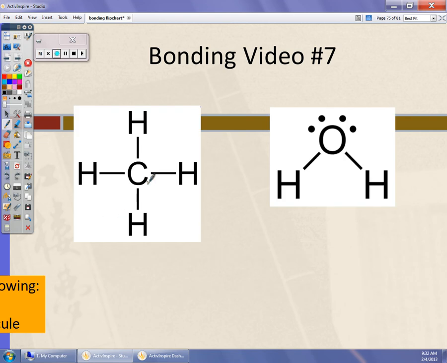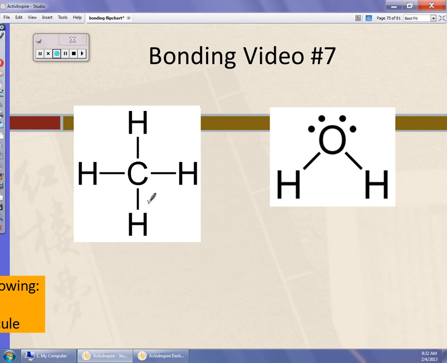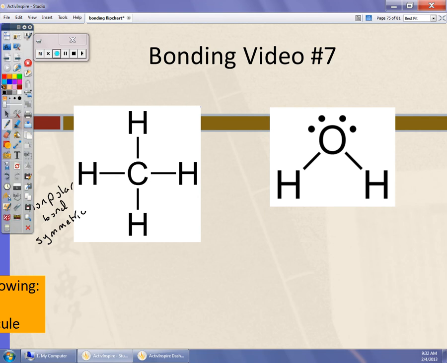Let's get started. CH4. Based on our rule of is it a polar bond or not, CH4 was a nonpolar bond. So this has a nonpolar bond. It's also symmetrically arranged. It is symmetric because it has no unshared electron pairs on the center atom, and what it's bonded to is exactly the same the whole way around.